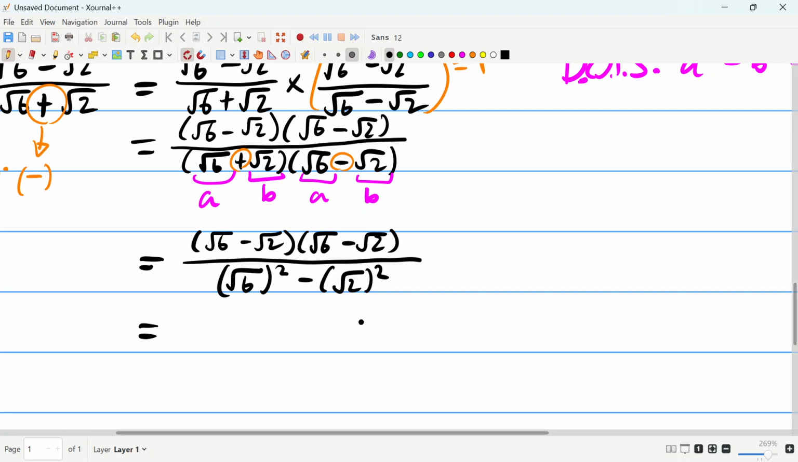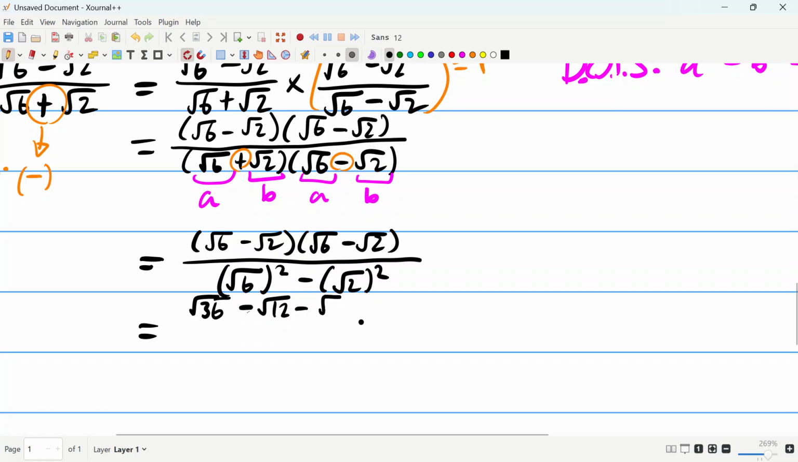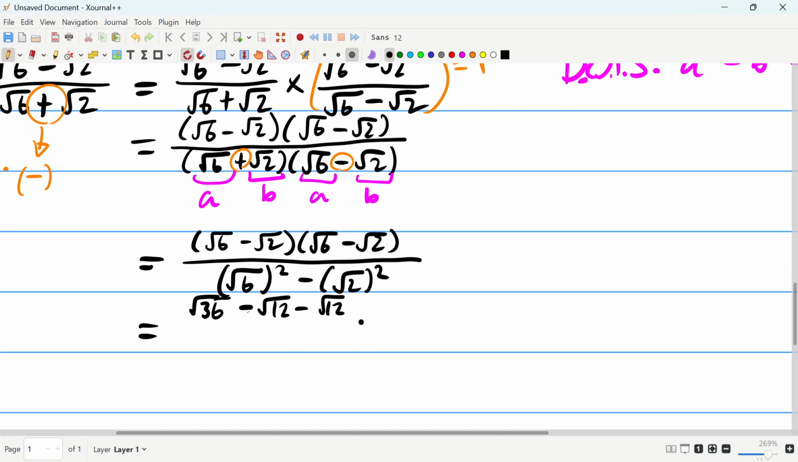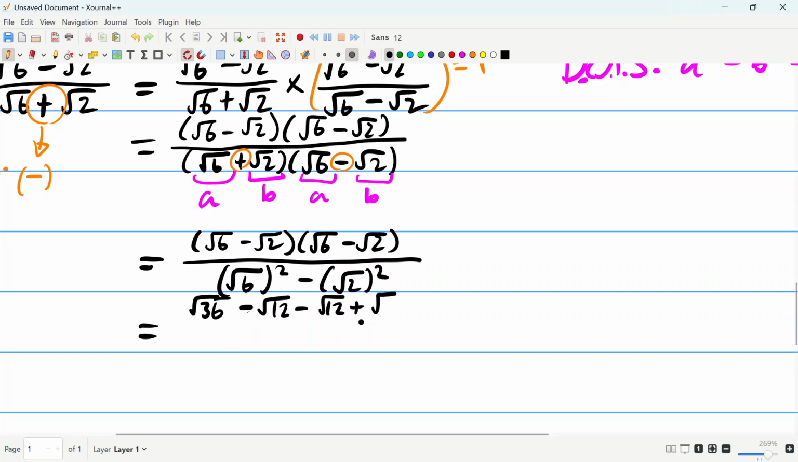Okay, and then now we simplify it, right? We can obviously use FOIL method over here as well. So square root of 6 times the square root of 6 is just going to be the square root of 36. And then we are going to say the outer, so it's going to be square root of 6 times negative square root 2, which is just going to be minus the square root of 6 times 2, which is 12. And then here we are going to have the inner, which is going to be minus square root of 12, and then it's going to be plus square root of 4 for the last.